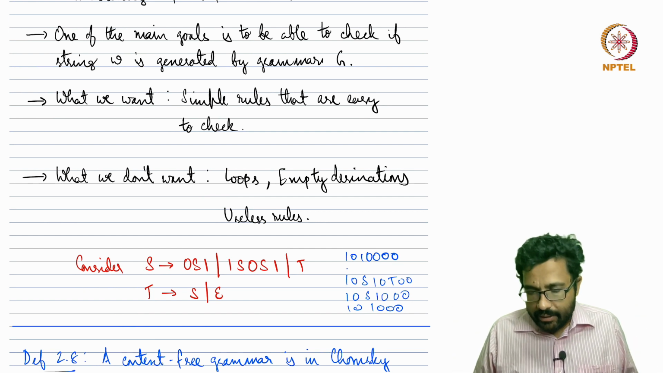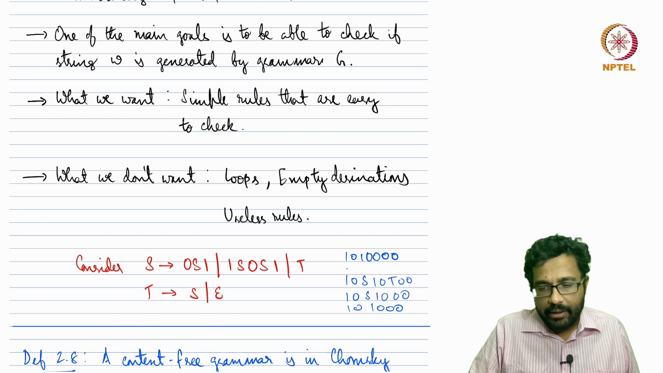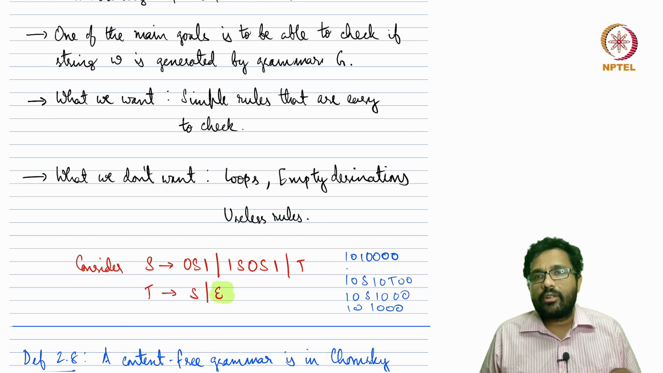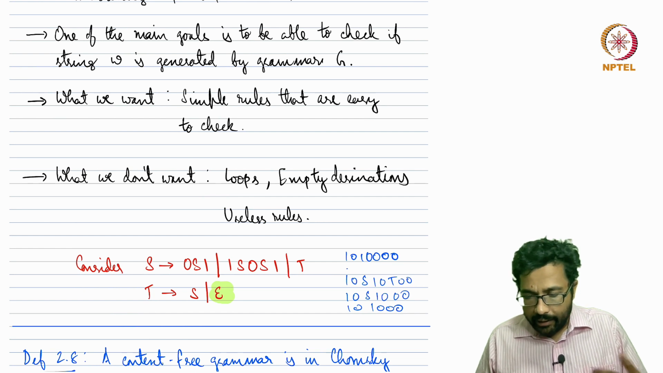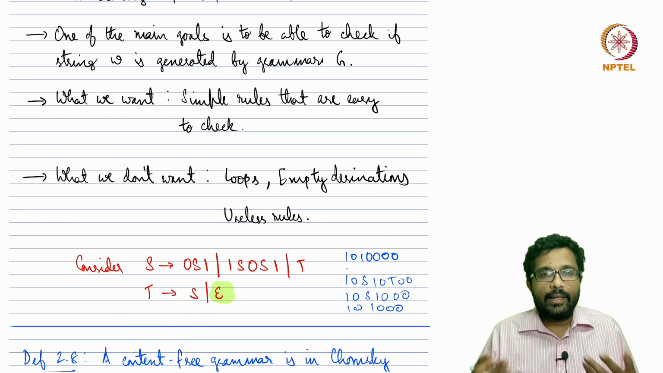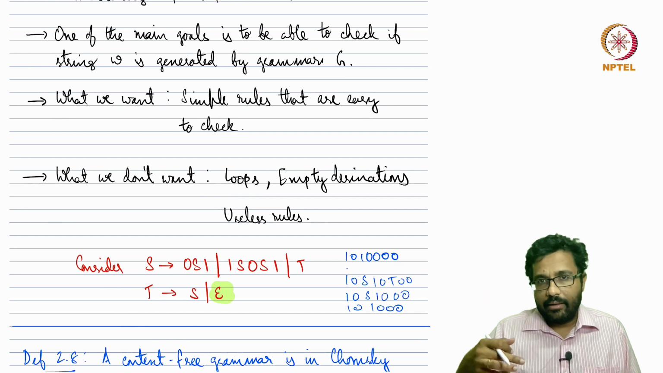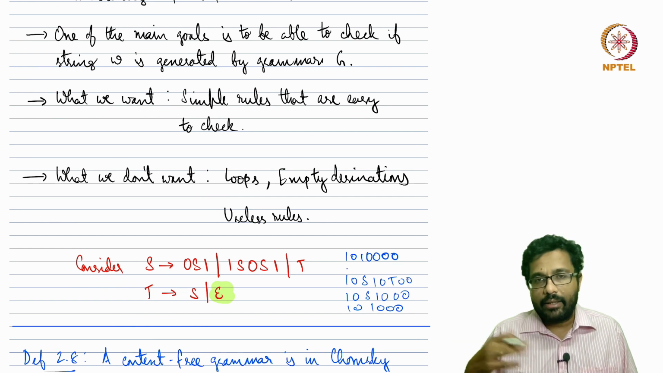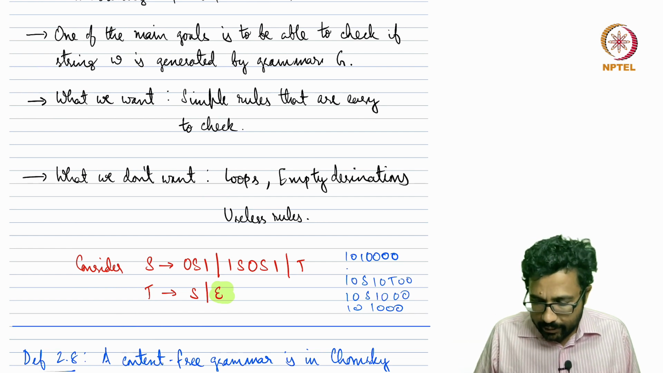So this is why the rules that derive empty strings, rules like T gives epsilon, are not desirable. Another issue is that in any program, we don't like loops. Loops meaning A gives B and B goes back to A, some kind of infinite loop. And that sort of thing is happening here.